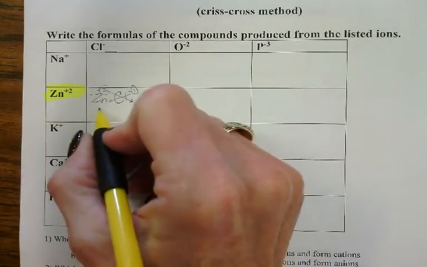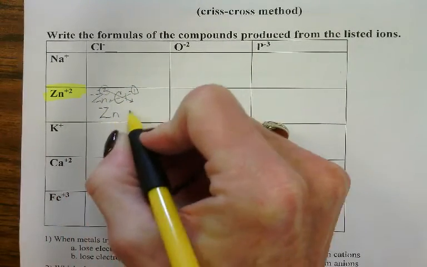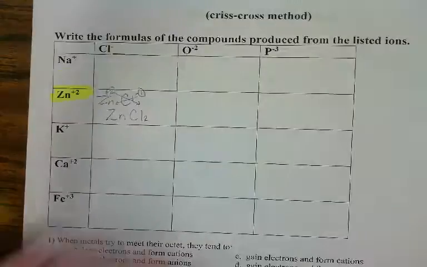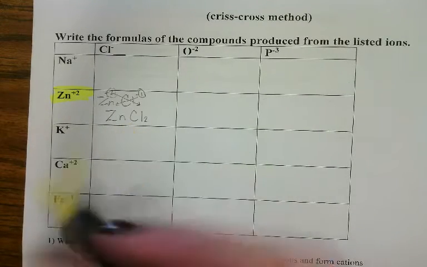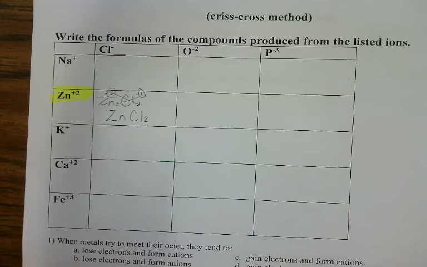So when you crisscross these, the formula will be ZnCl2. Well, why didn't I write a 1 right there? Well, it's just like math. If I don't write the 1, then it's understood. So my formula is ZnCl2 when I do the crisscross.